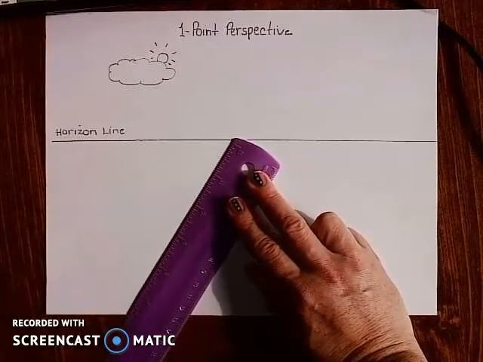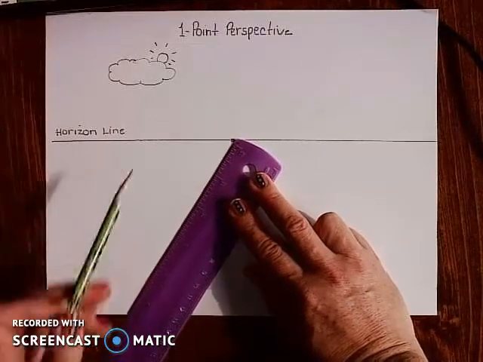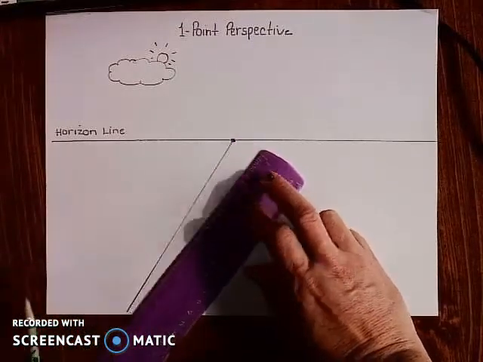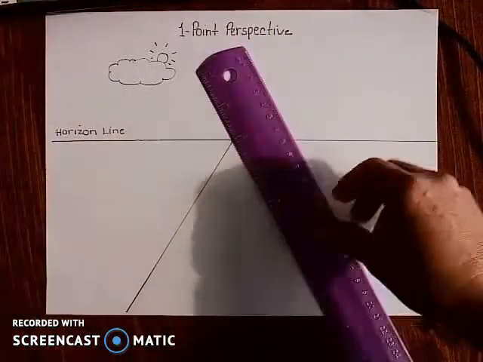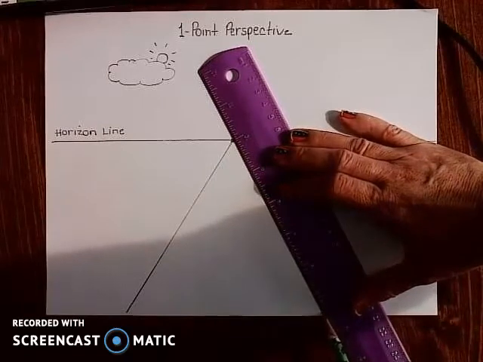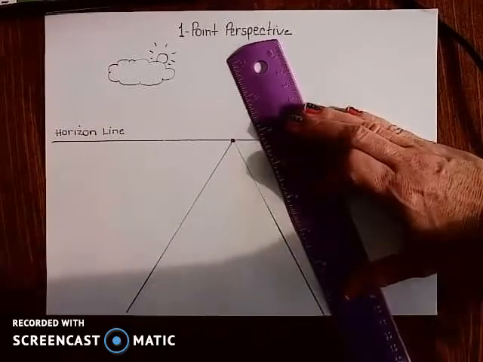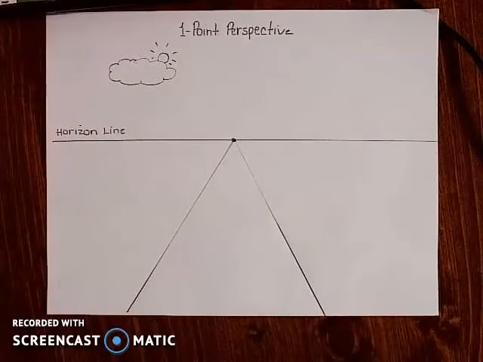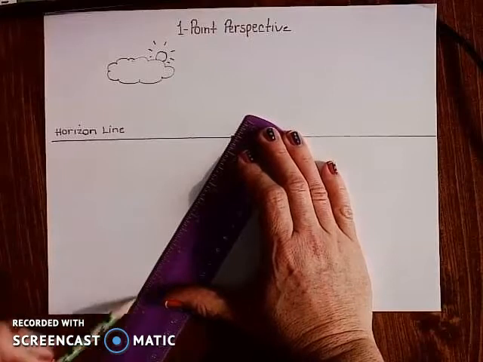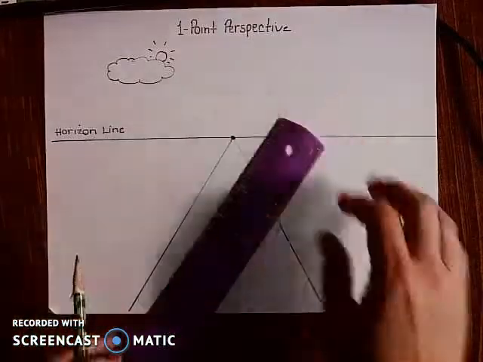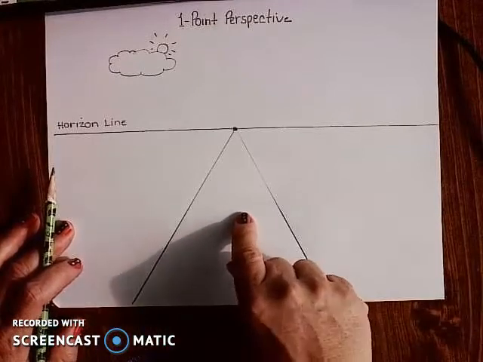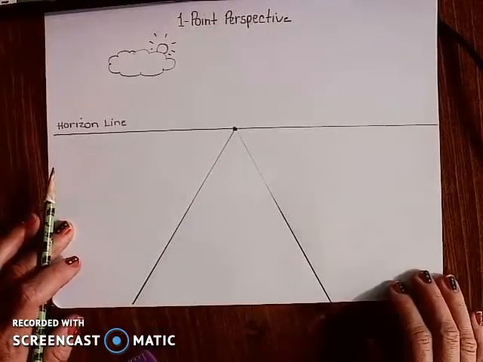We're going to begin by lining a ruler up with the horizon line, and we're going to draw a road. Now I'd like for you to think about a couple of things as you draw this. First of all, why is this road getting narrower and narrower and narrower on its way back?